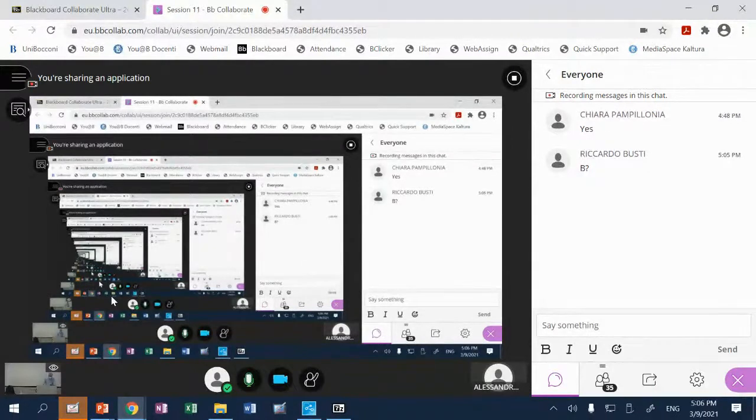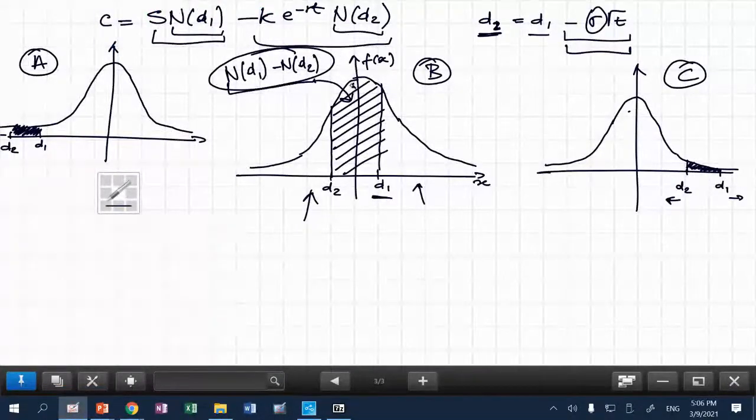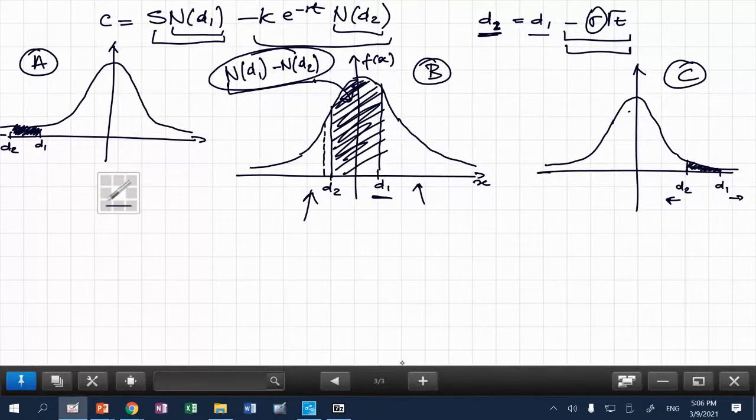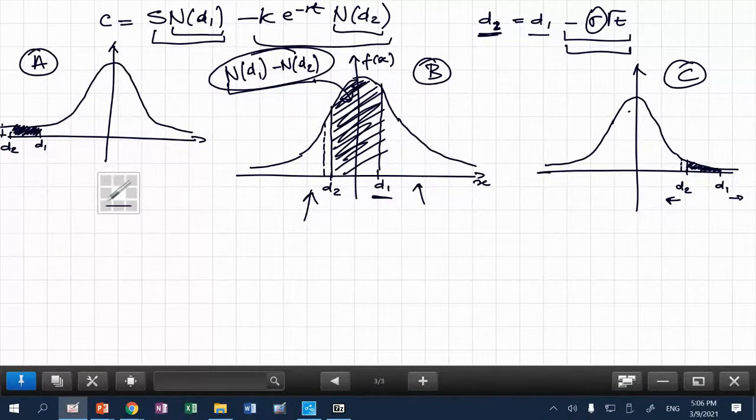This is going to happen precisely if you are in case B. Why? Because in case B, the density function is particularly high here. So if you just increase the difference by little, the region behind that is far larger than, for instance, if you increase by the same difference here or here. Is that okay? Now, case B is actually when the option is at the money. How can we say that?